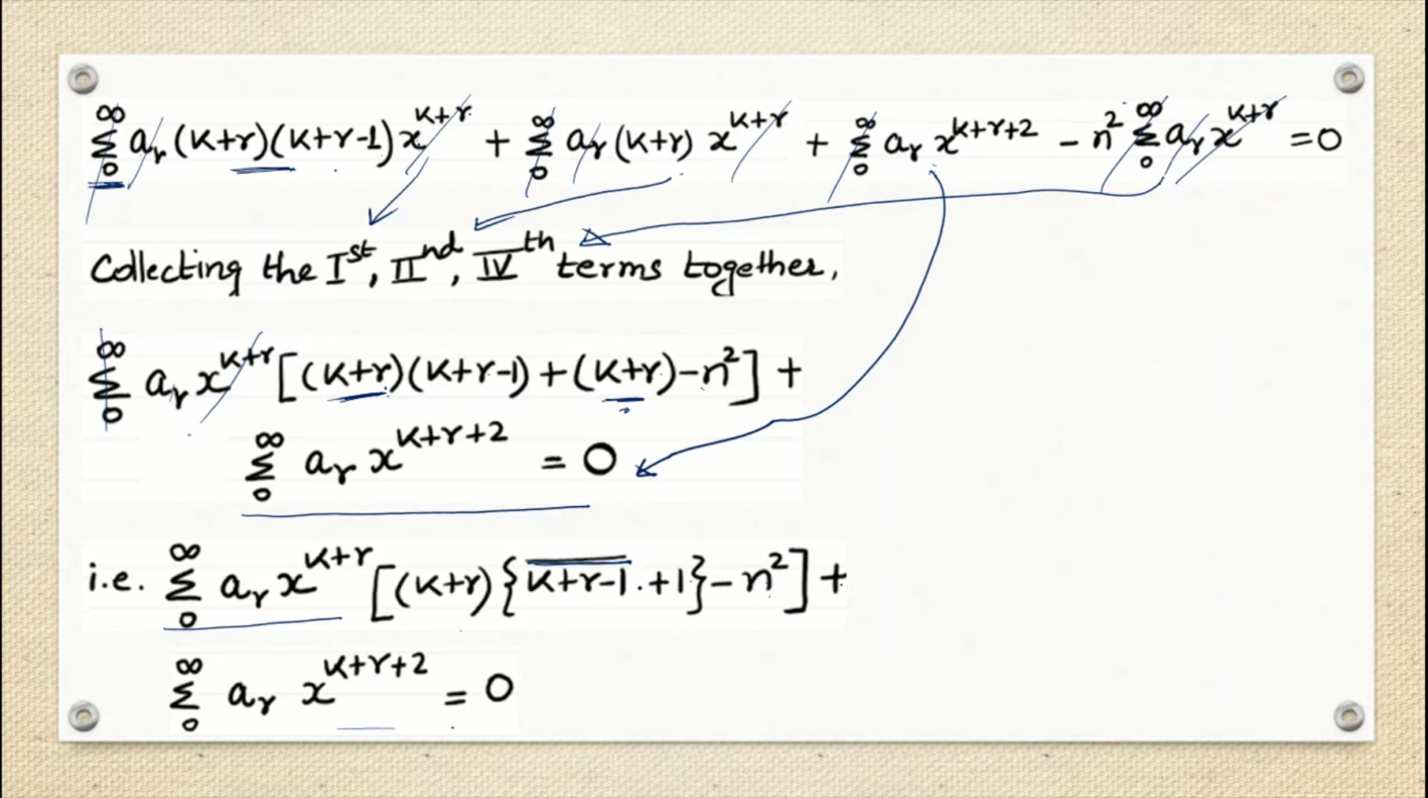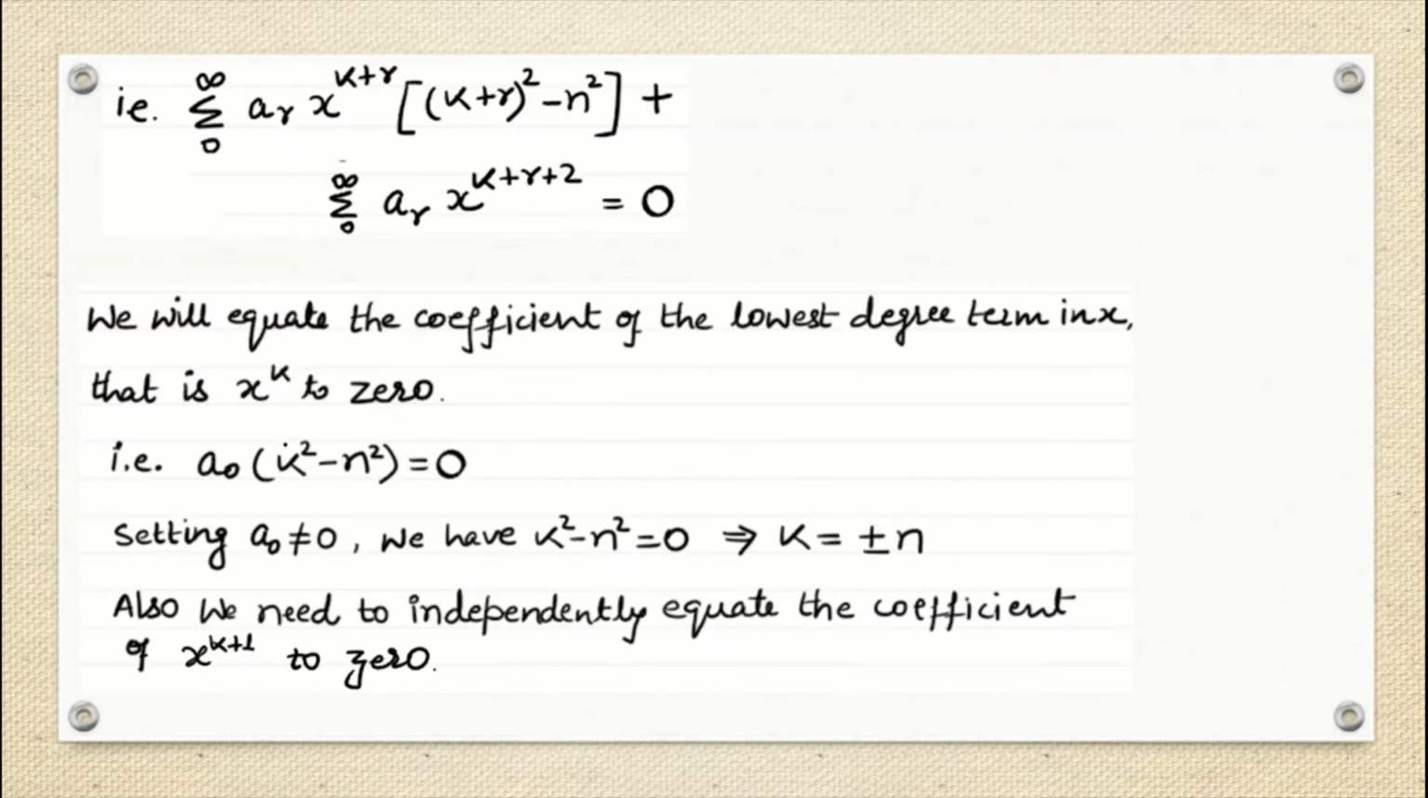So this will give you how much? You can remove this bar. This is nothing but minus 1 plus 1. This is k plus r, k plus r. That means k plus r whole square minus n square. Everything else will be same in the next step. So here the same thing we have seen, correct?